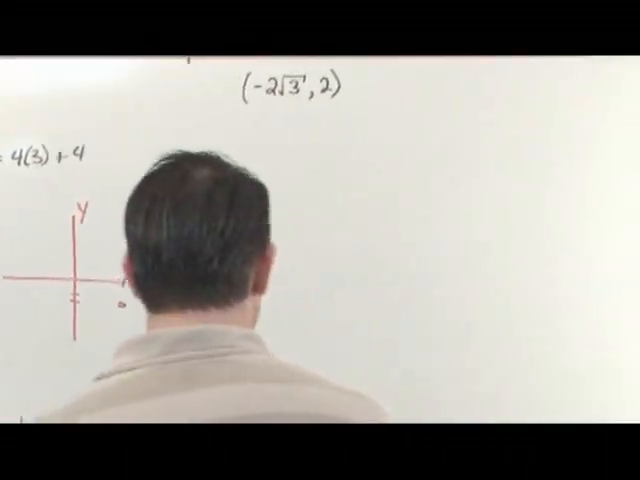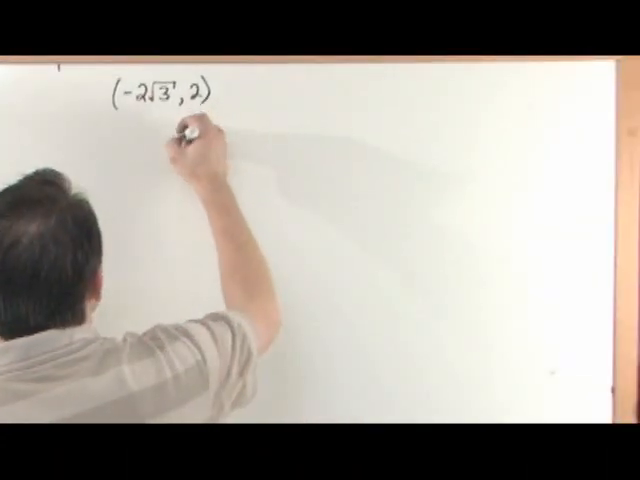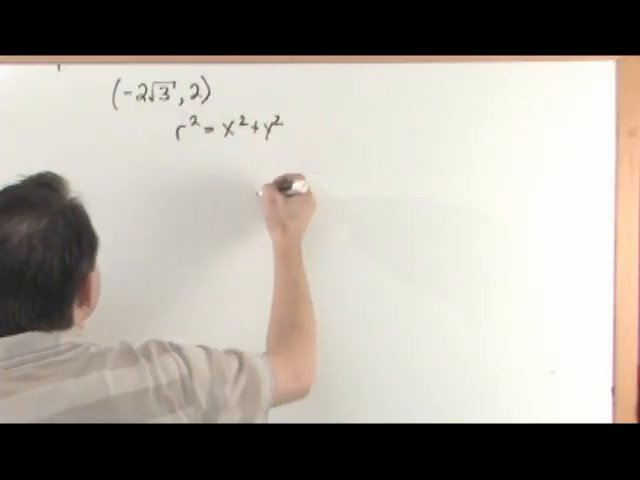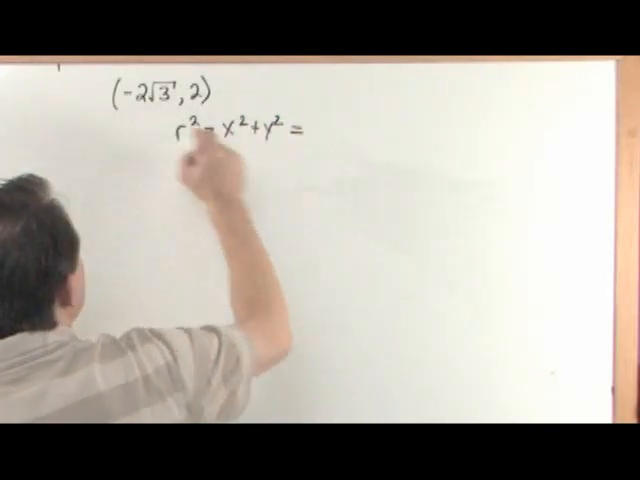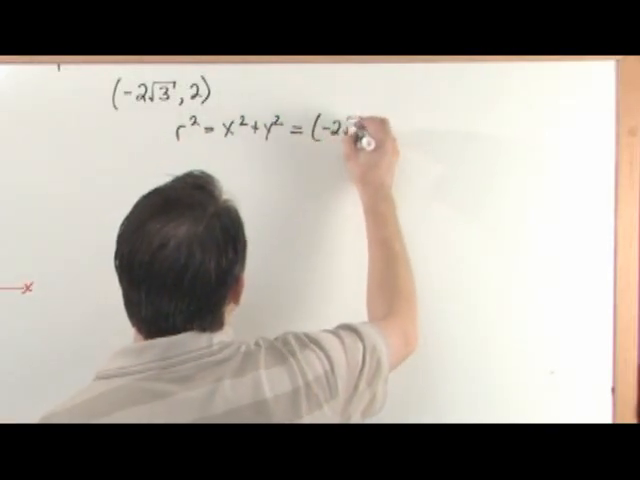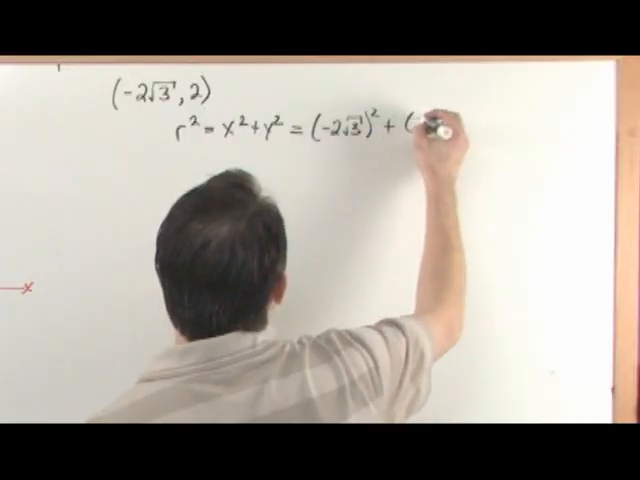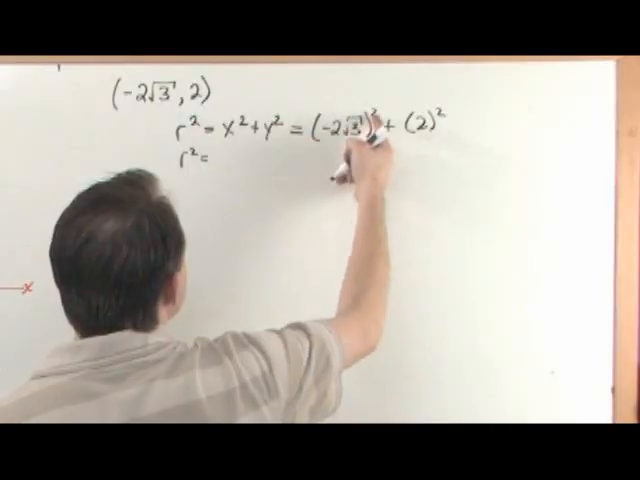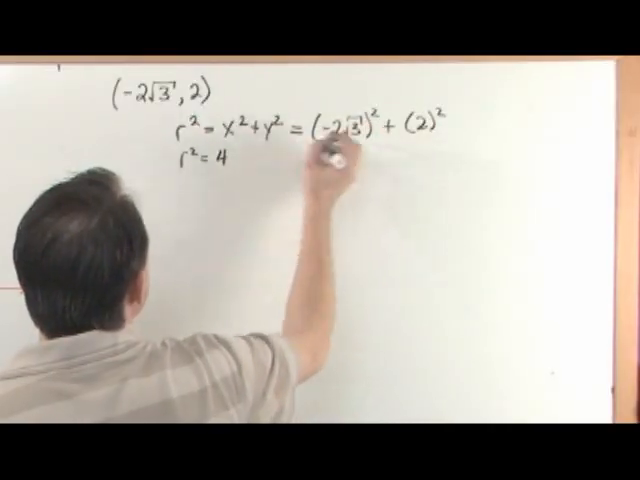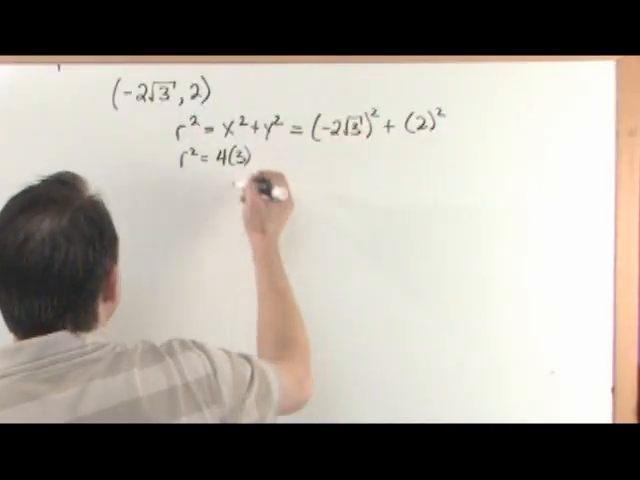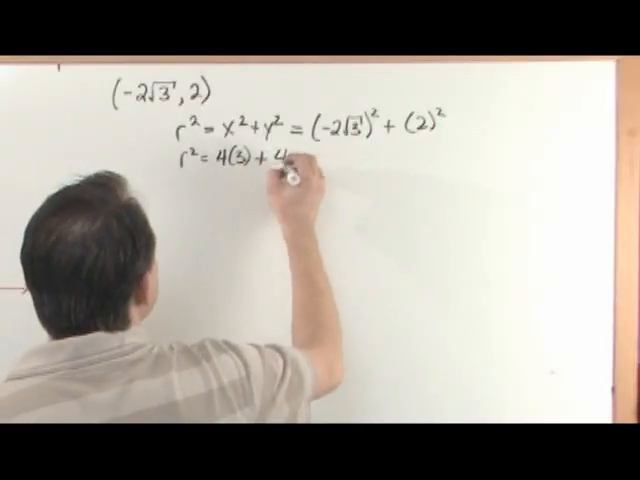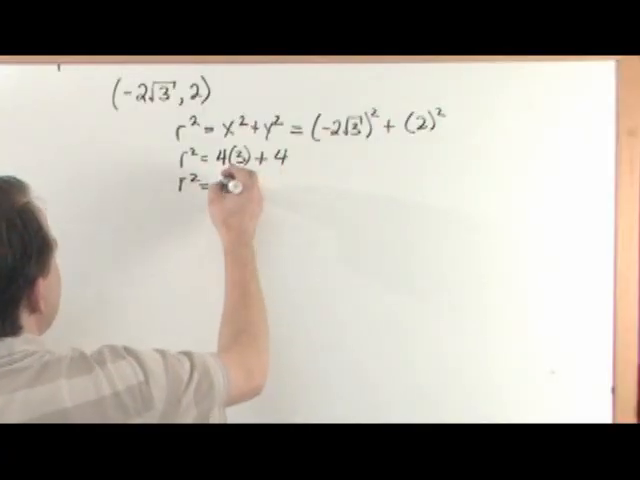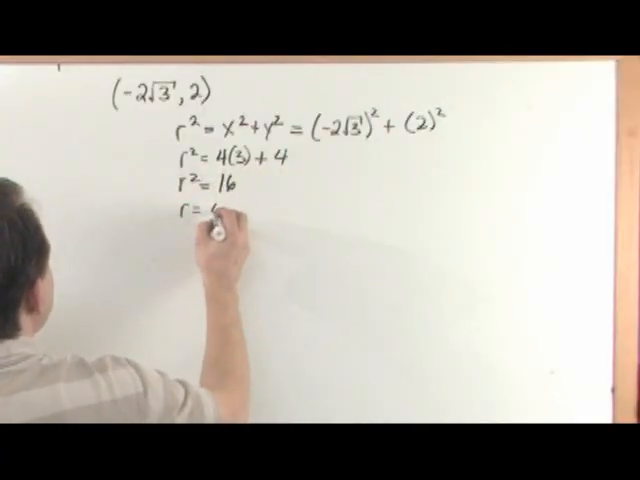So let's do that. That's sort of a prelude more than anything else. To find r, r squared is equal to x squared plus y squared. Okay, x squared is going to be this guy, which is negative 2 times the square root of 3, squared, plus 2 squared. So r squared is equal to negative 2 squared, which is 4, times the square root of 3 squared, which is just 3 because I dropped the radical, plus 2 times 2, which is 4. So r squared is going to be 12 plus 4, which is 16, and so r is equal to 4 when I take the square root.